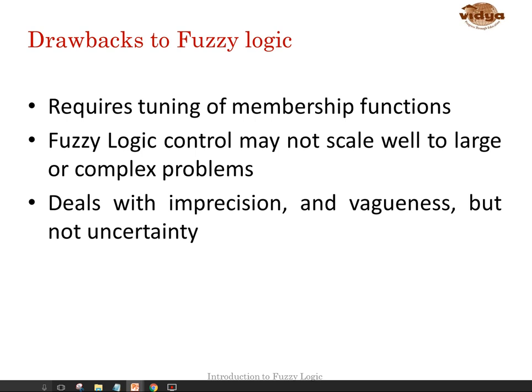Many controllers cannot do the job fine without the use of fuzzy logic. That is also true, and many controllers can do the job fine even without the use of fuzzy logic. So that is a drawback. The previous one is also a limitation. So you can judge where fuzzy logic is needed.